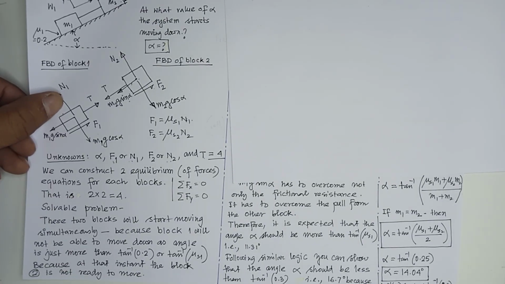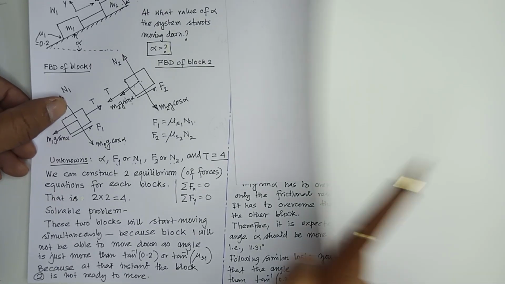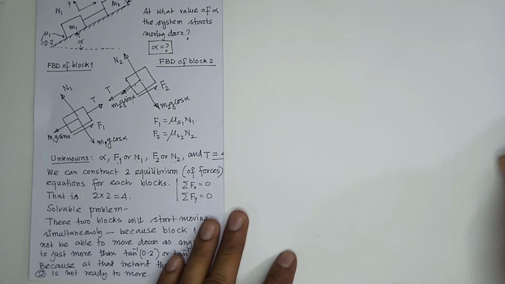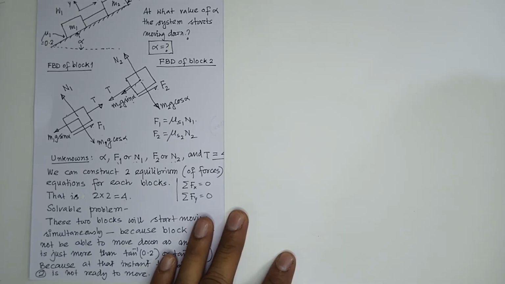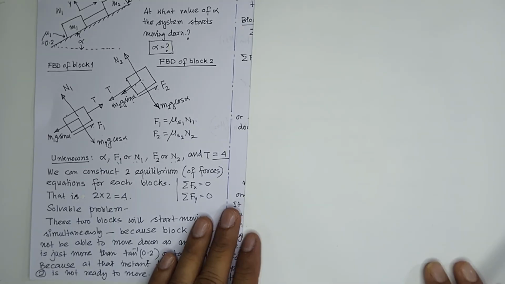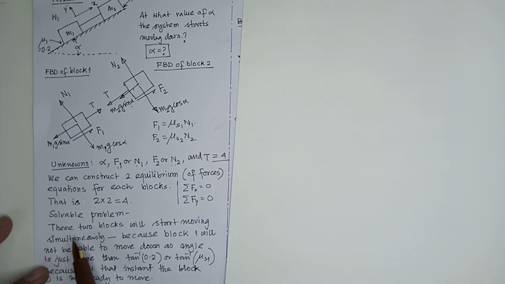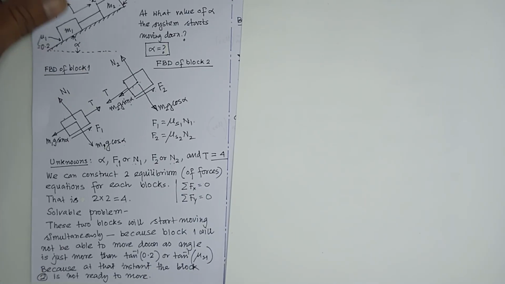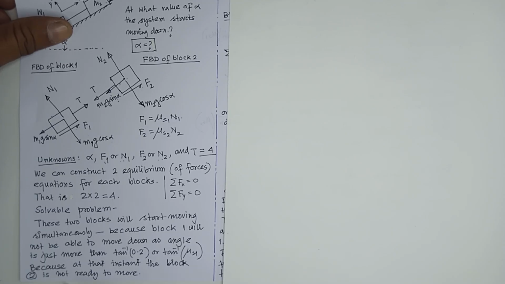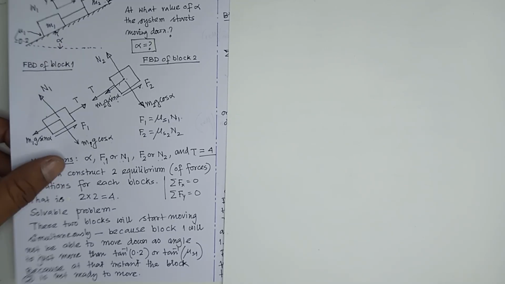So next, we have to understand that this condition has to be satisfied. These two blocks will start moving simultaneously because block 1 will not be able to move down as the angle is just more than 0.2 or tan inverse mu s1, because at that instant block 2 is not ready to move. That we have to understand.